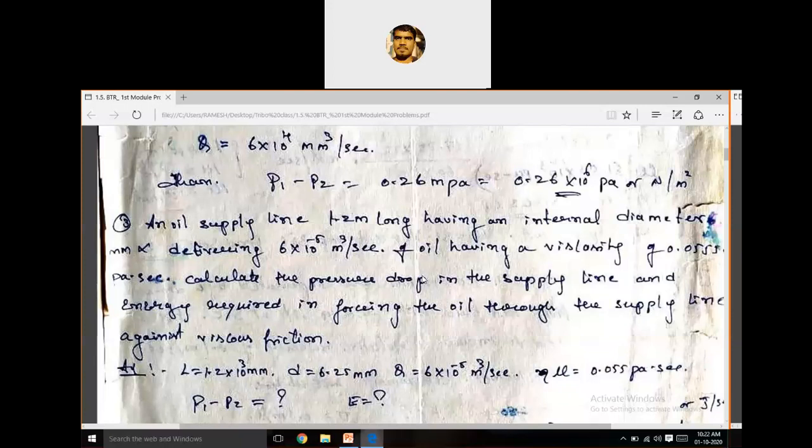We know that the common equation for energy is E is equal to Q into pressure difference. Okay, so we already know the Q value, and the pressure difference is what we are going to find out. Once we get the pressure difference, multiply that Q into pressure difference and you will get the value of the energy required to force the oil.